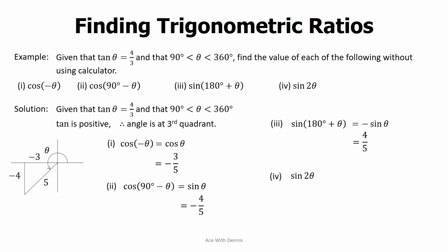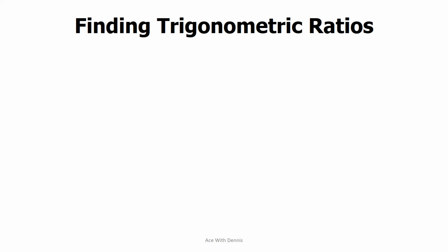Number 4, sine 2 theta. From here, this is a double of the angle. We can apply the double angle formula, which equals 2 sine theta cosine theta. We already know sine theta is -4/5, cosine theta is -3/5. So just take these values into the equation and we will get the answer 24/25. Now it's your turn to try these similar questions yourself.